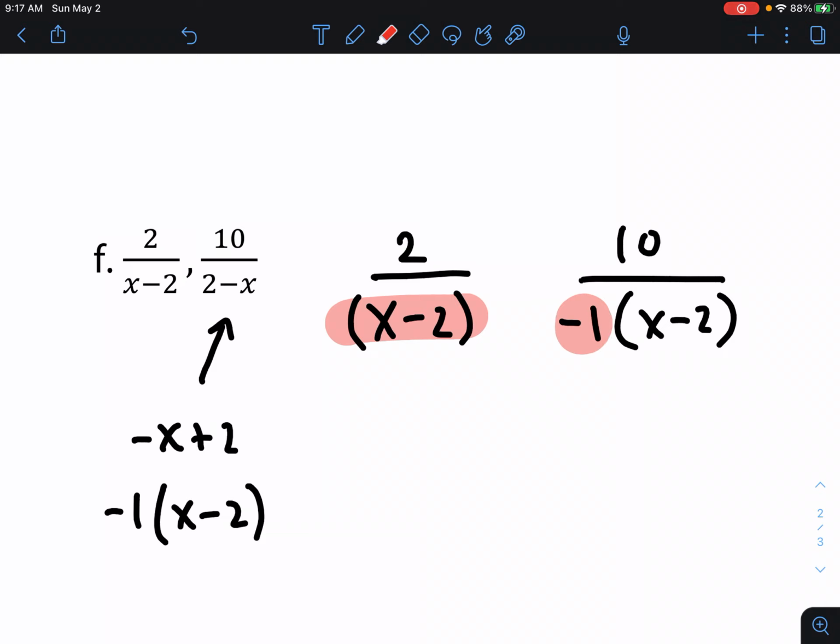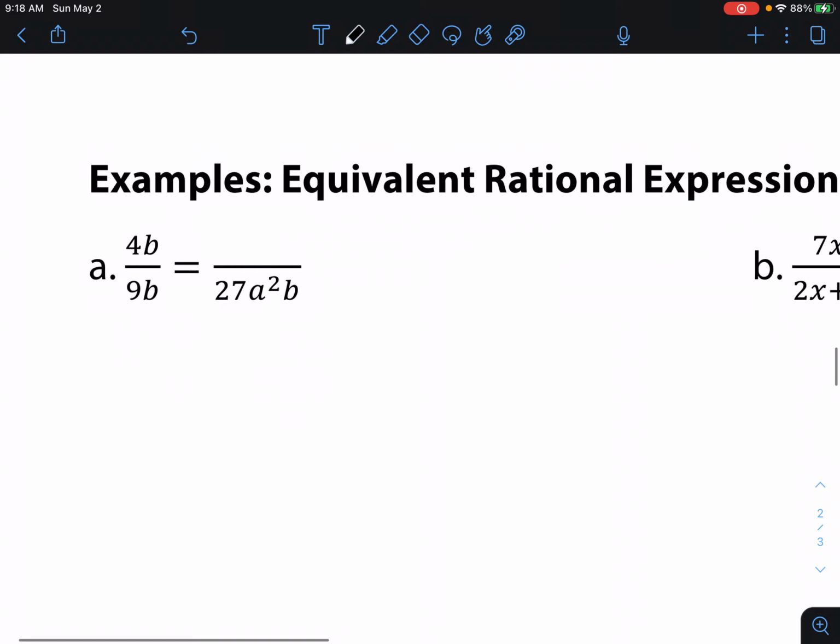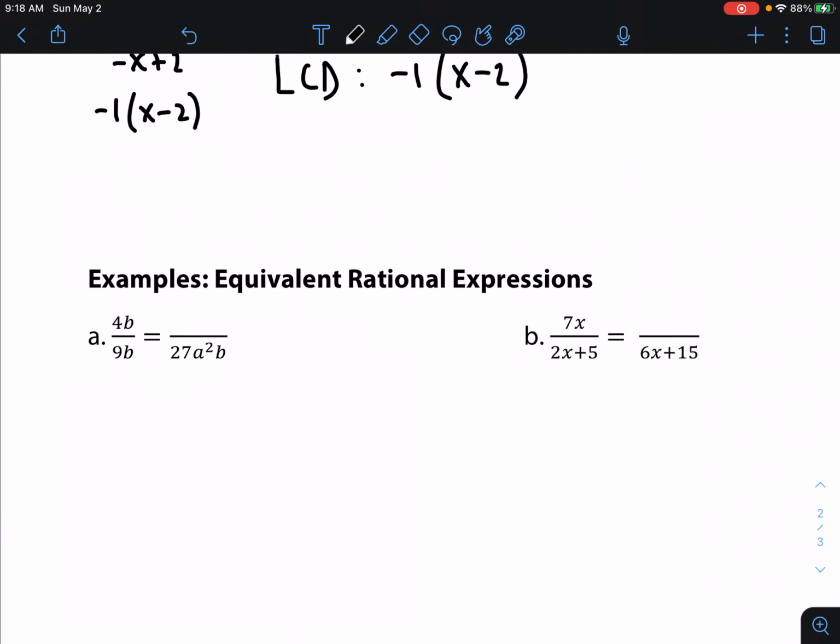So our LCD, whoops, I don't want to write with that. LCD is negative 1 times x minus 2. So we're just taking the unique factors and multiplying them together to make the LCD. All right, so here we go. This is what I started to do on the first one, but then I was like, no, let's wait.